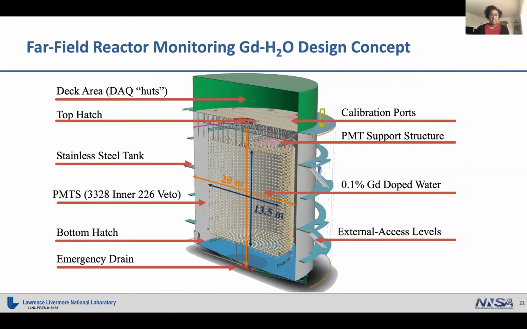And so the detector that I showed before, the gadolinium water concept, is 20 meters high by 20 meters wide. So it's a 20 meter right cylinder. It's going to have about 4,000 PMTs, photomultiplier tubes, some that face inwards to look for a signal, and some that face outwards to reject muogenic events, such as fast neutrons and muons that come through the detector.